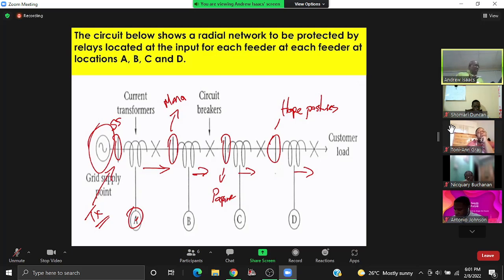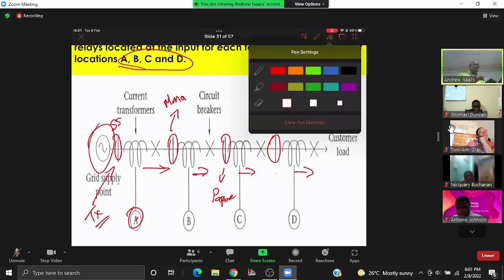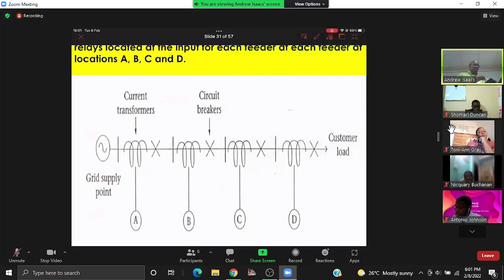So this is the system we have. We have four relaying points along the feeder. And the question is, how do I coordinate these relays to ensure that when I have a fault down here, only this one operates? Or if I have a fault here, this one operates.